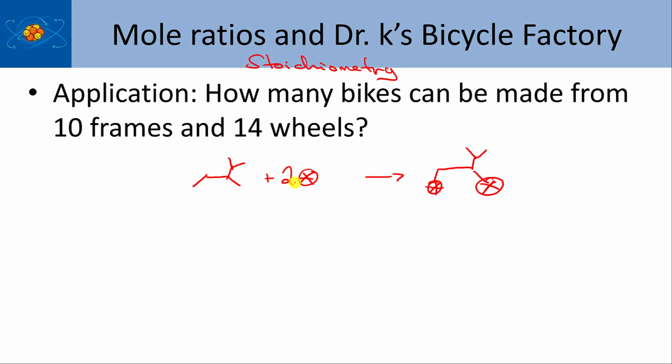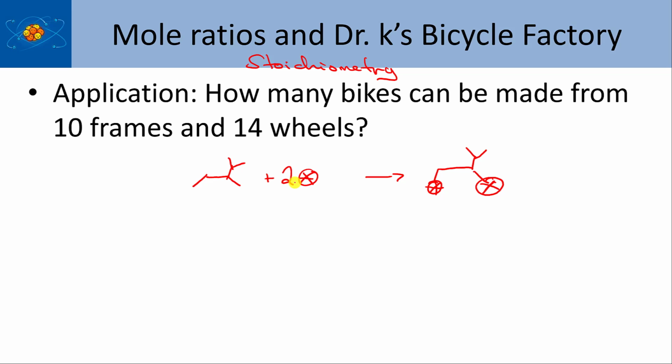So how many bikes can you make for 10 frames and 14 wheels, right? Think about that. You have 10 frames, and you have 14 wheels. How many bikes can you make? If you said 7, you're correct, okay? Why can you only make 7? Well, many of you did that just by saying to yourself, it's 2 wheels for every bicycle, so I could only make 7, right? What you automatically did there was a mole type conversion, a stoichiometry problem.